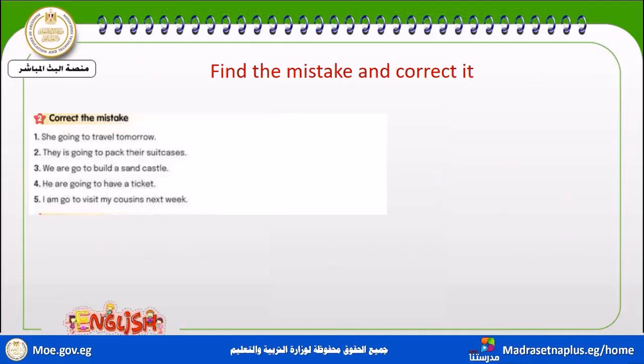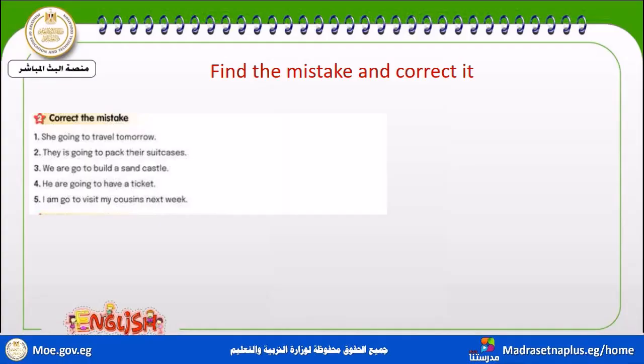We have five sentences. Each one has a mistake. For number one, we're going to travel tomorrow. Here we have something missing. Can you remember the train? What is missing here? Yes, we are missing the engine, which is verb to be. So, in order to correct this sentence, we need to add is. She is going to travel tomorrow.